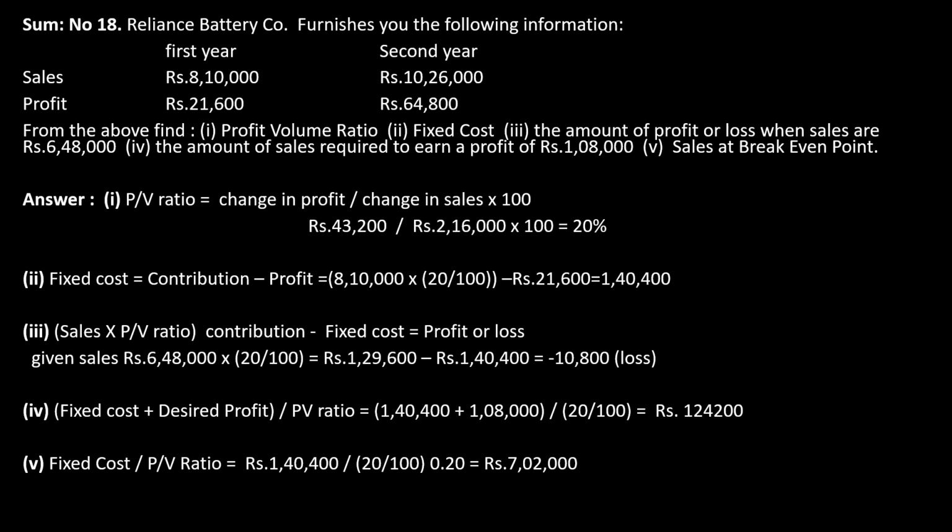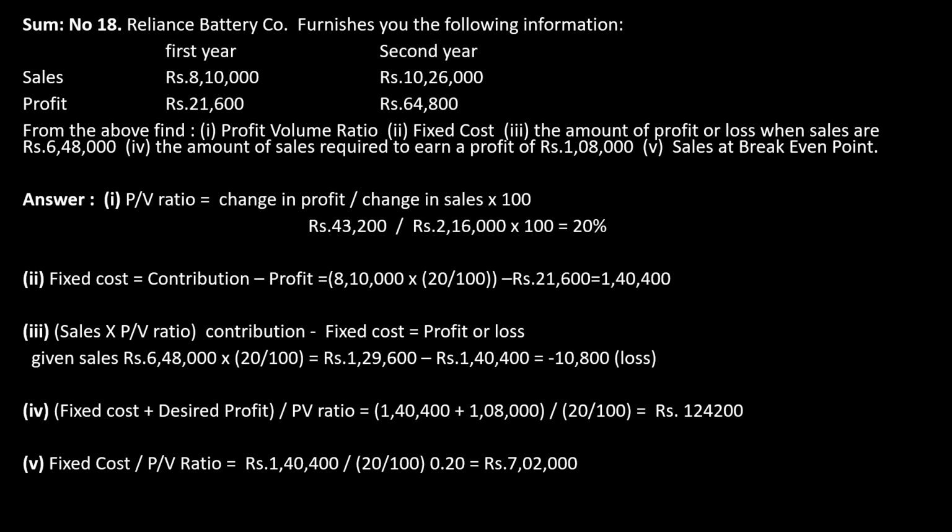Okay. Now, third subdivision. In third subdivision, you are asked to find the amount of profit or loss when sales are 6,48,000. So again, you are given a sales here and you are asked to find a profit. When you are given a sales and asked to find a profit, the formula will be sales into PV ratio, contribution minus my fixed cost will give me profit. So given sales here 6,48,000 into my PV ratio will give me 1,29,600 minus my profit.